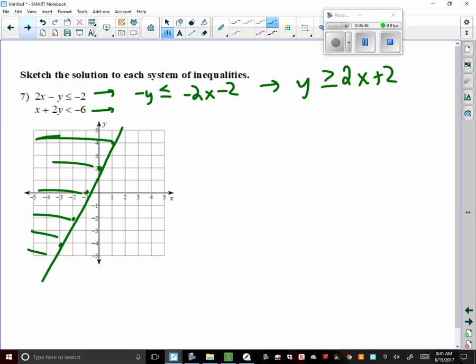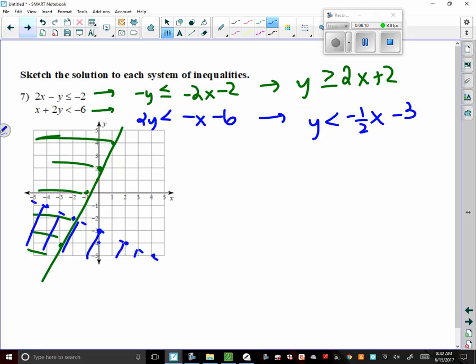Now let's do the same thing with the other inequality. I'm also going to solve this one for y. So I have 2y is less than negative x minus 6, and then I'm going to divide everybody by 2. Because 2 is positive, I don't need to switch the direction of the inequality. So my y-intercept is negative 3, and I'm going down 1, right 2, down 1, right 2. Because it's just less than, not less than or equal to, it's a dashed line, and I'm shading below. So now my overlap is just this region here, where both of them are shaded.